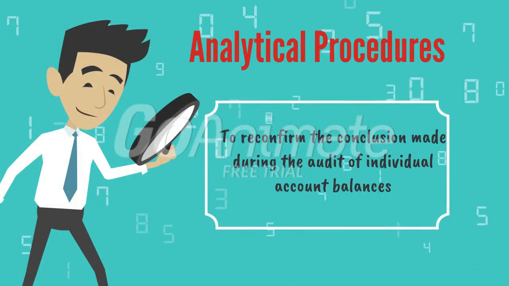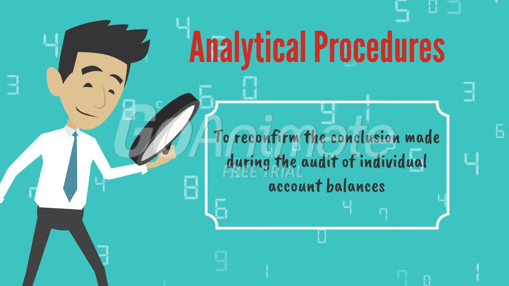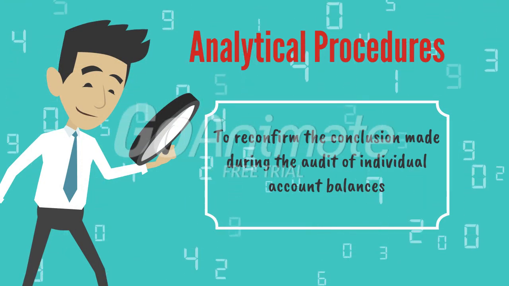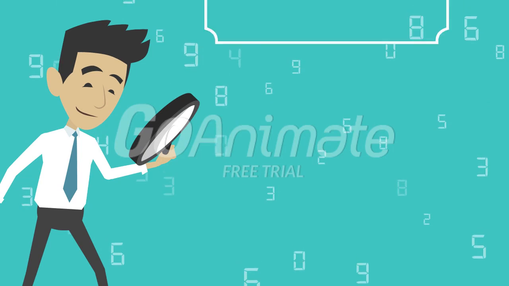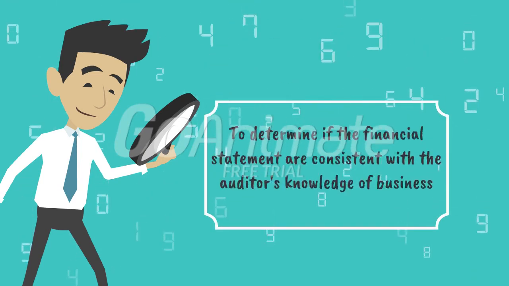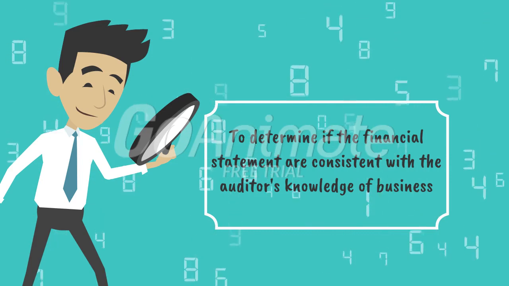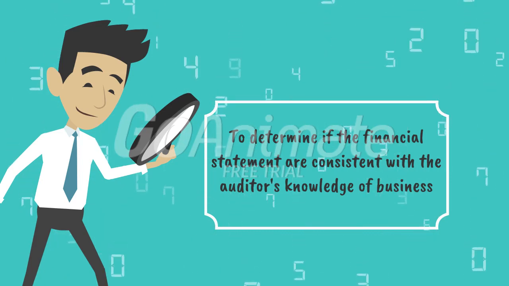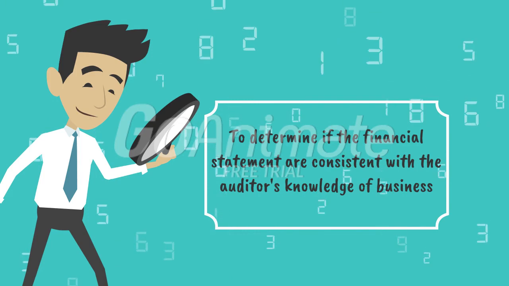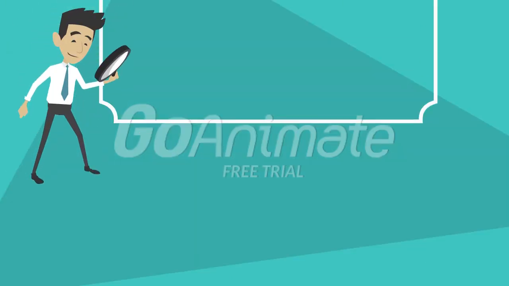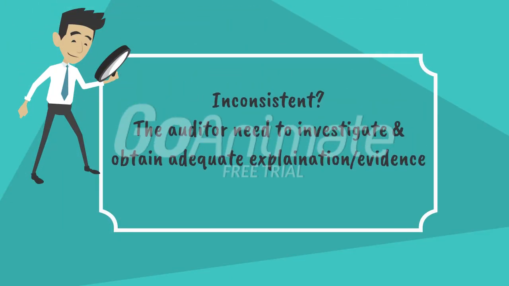Analytical procedures are used to confirm the conclusions made during the audit of individual account balances. The auditor usually applies it at the end of the audit when forming overall conclusions to determine if the financial statements are consistent with the auditor's knowledge of the business. If there are significant fluctuations which are inconsistent with the predicted amount, then the auditor needs to investigate and obtain adequate explanation and evidence.